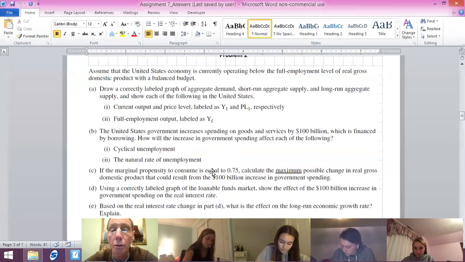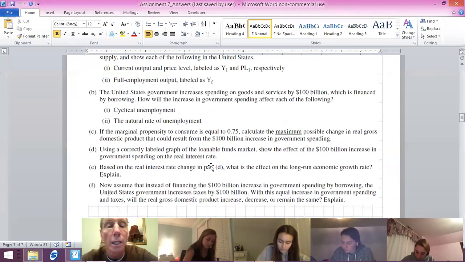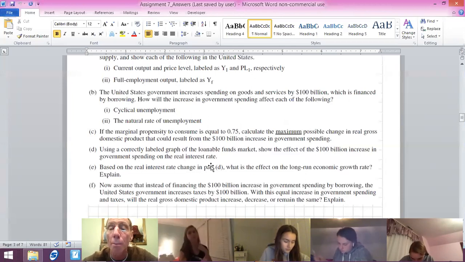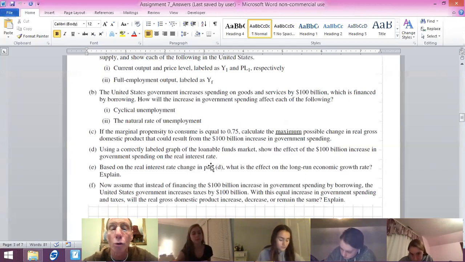Now, this is similar to the last one. It's saying the marginal propensity to consume is 0.75, which means that consumers on average consume 75% of their income and save 25% of their disposable income after tax, okay? And we want to calculate the maximum possible change in real gross domestic product that could result from this 100 billion increase in government spending.